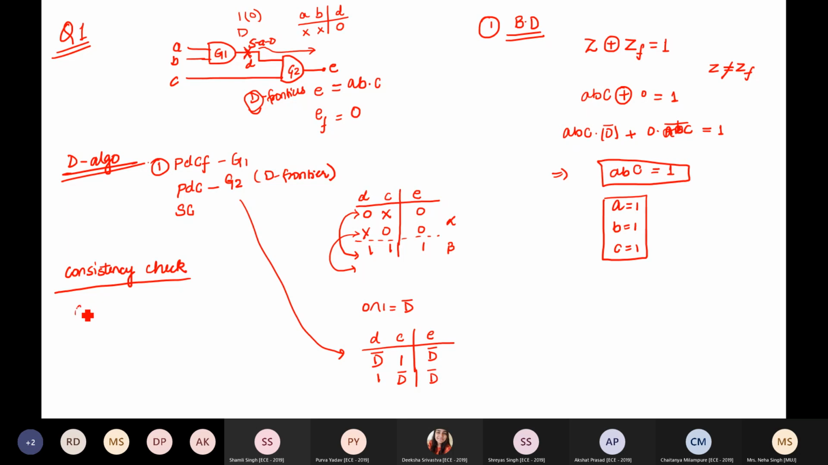For the time being, I write all the values of the nets A, B, C, D, E and try to do the consistency check starting with the PDCF of gate G1. So A is don't care, B is don't care and D is 0. I simply write the values obtained for the inputs and the outputs for the logic gate. The second time, I use PDC of G2 such that at least one of the values is consistent. But here none of the values is consistent.